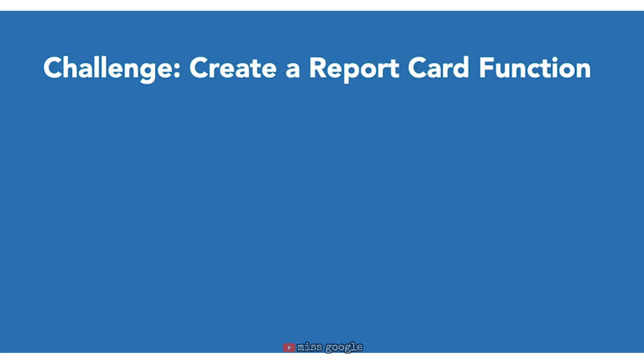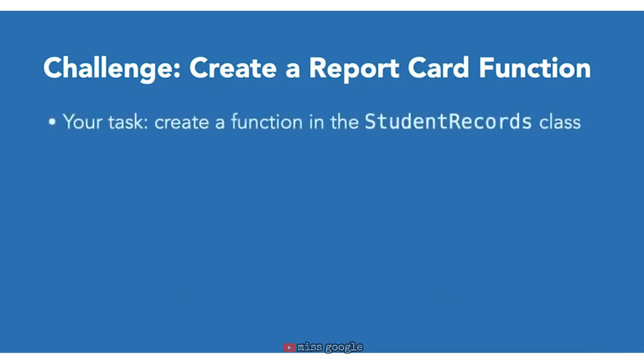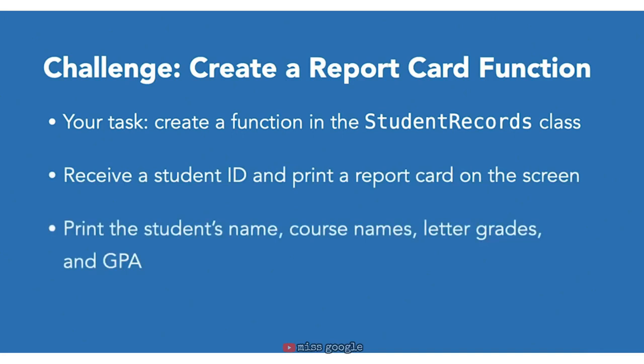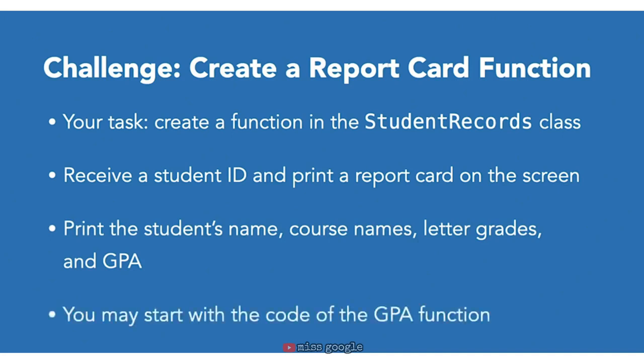It's time for another challenge. This time your task is to create a function in the Student Records class. You'll work with the code as we left it. The function must receive a student's ID as an integer, and it must print a report card on the screen. This report card must include the name of the student, the course names, the letter grades, and the GPA. Feel free to start your function with the code for the GPA function. You may even piggyback on that code, or you may choose to start from scratch.